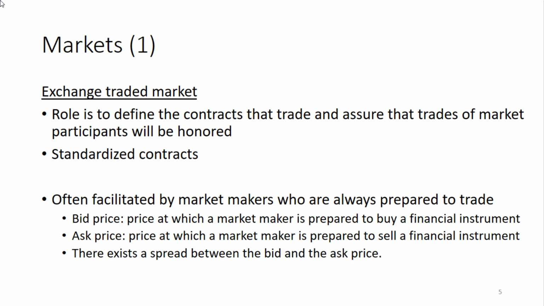The most common market that exists is an exchange-traded market. And in an exchange-traded market, what's going on is that there are standardized products on this market, and both buyers and sellers can go to this market and see what kind of financial instrument, say what kind of contract, they would like to buy or sell. And then the role of the exchange is to facilitate such a trade, to make sure that the requests of both the buyers and the sellers in this market are honored.